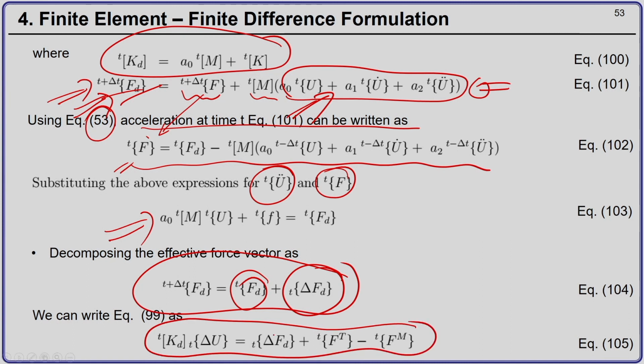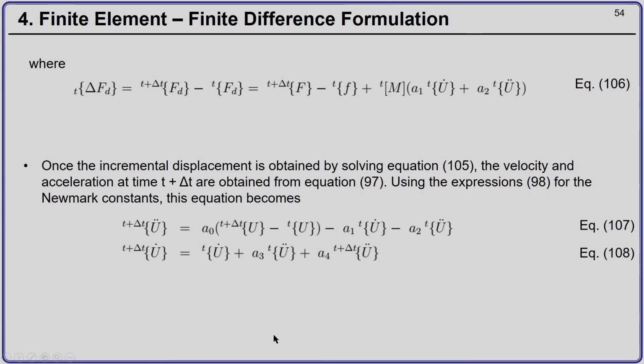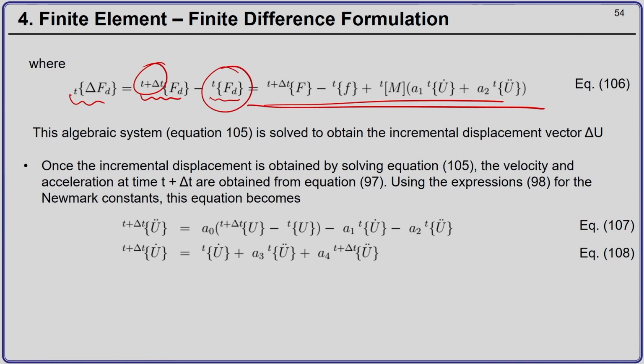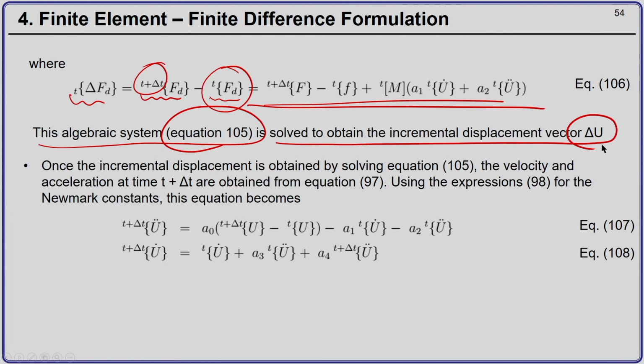Where this delta f at t is given by the external force at time t plus delta t minus the external force at time t, and this is what we have. So, this algebraic system of equations given by equation 105 is solved to obtain the incremental displacement. So, equation 105 is what you solve to get delta u.